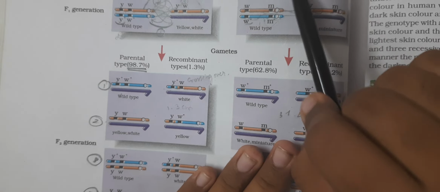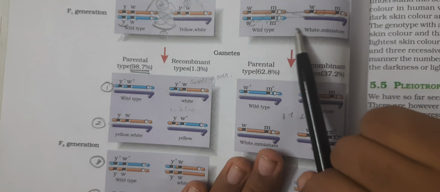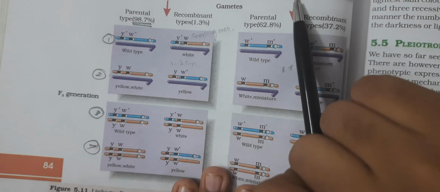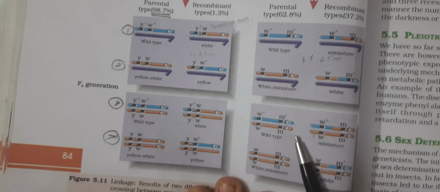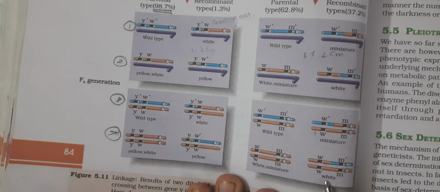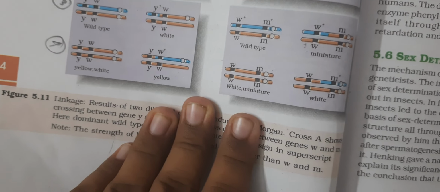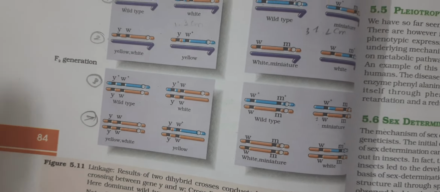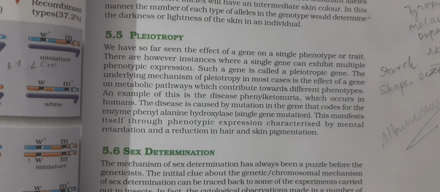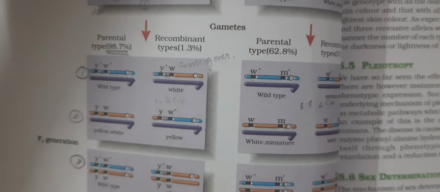So we can see this, we can see this, we can see this. The same thing takes place, the same type of cross, that's all. So we are done with that. Figure 5.11, I would like to read out a few things.